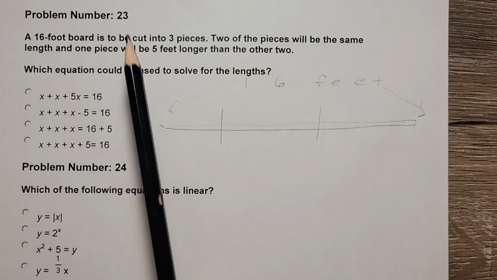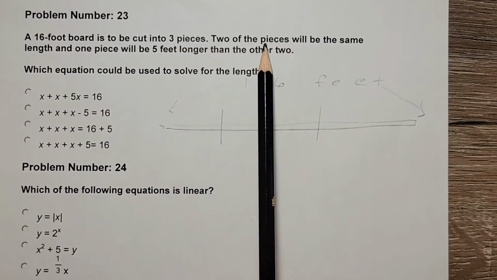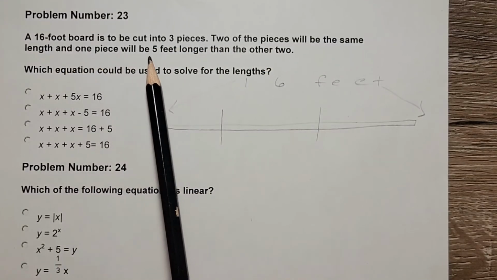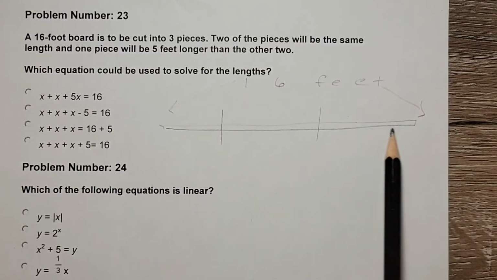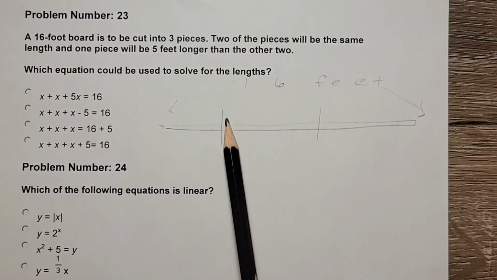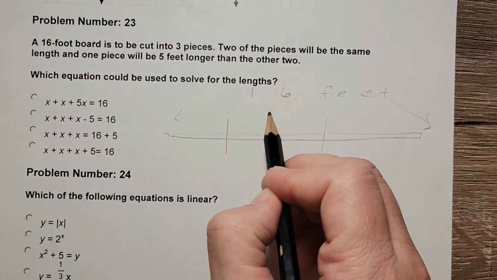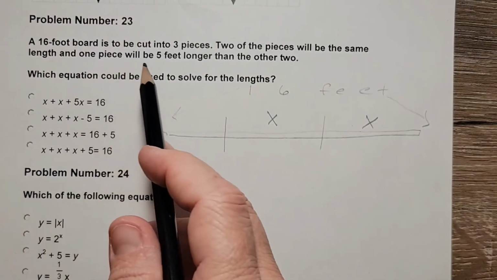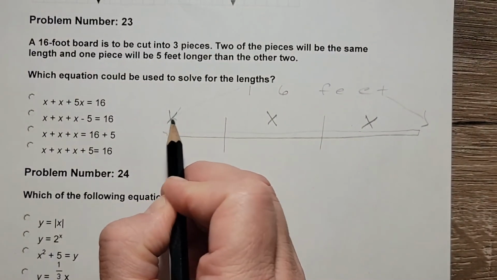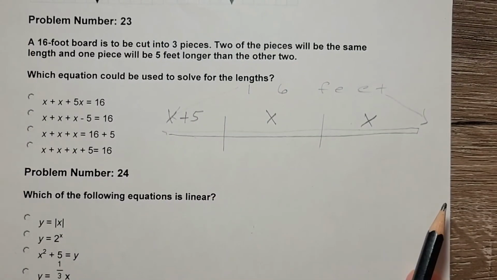Okay, problem number 23. A 16-foot board is to be cut into 3 pieces. 2 of the pieces will be the same length and 1 will be 5 feet longer than the other 2. So we've got the 16-foot board cut into, I sectioned it off to 3. 2 of them are the same. Let's make these 2 the same. And the last one will be 5 feet longer, so we're going to put x plus 5. I know that doesn't look longer, that one looks shorter, but anyway.